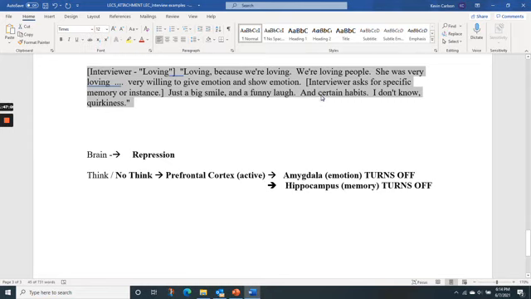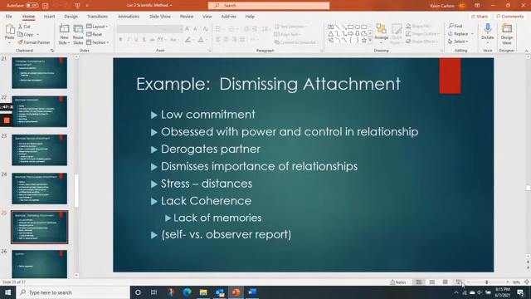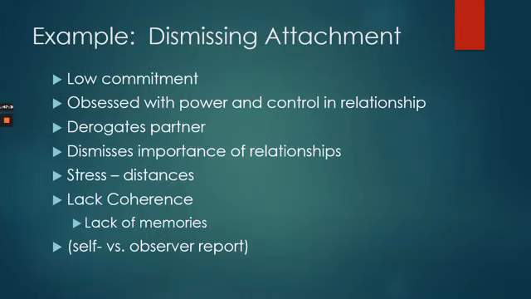So you can see here, they don't say a lot. And certainly what they say is not specific. There's no specific episode here. And what they say is not really matching with love. They're just sort of throwing out things like big smile, funny laugh, certain habits, quirkiness. And they don't say much. So they kind of lack memories.